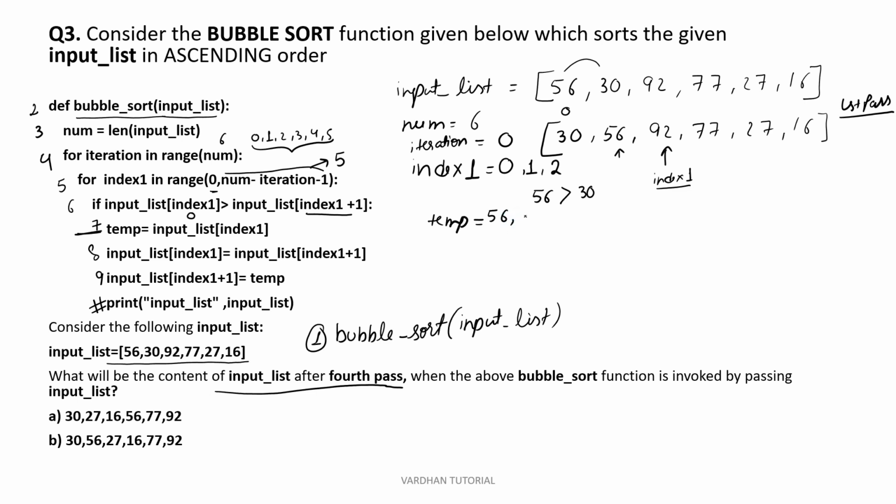Now temp next value will be 92, and index 1 means this index number 2, 0, 1, 2. Index 2 will be swapped by 77. So 30, 56, 77, and index 1 plus 1 will be assigned temp. So temp is 92. So here 92 is assigned, then 27, 16. This is actually the second pass.